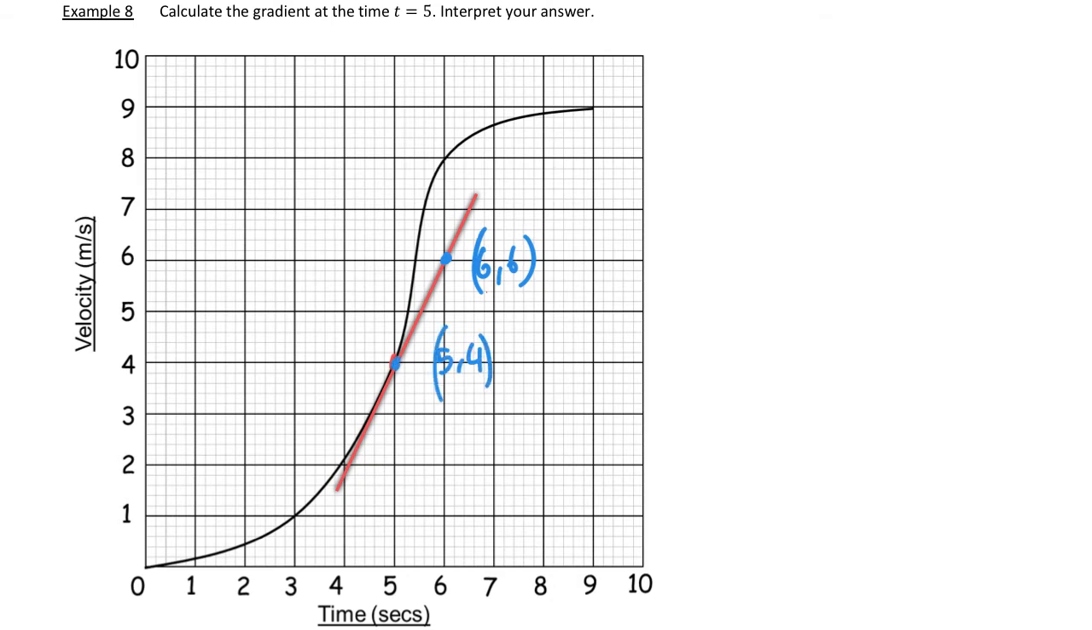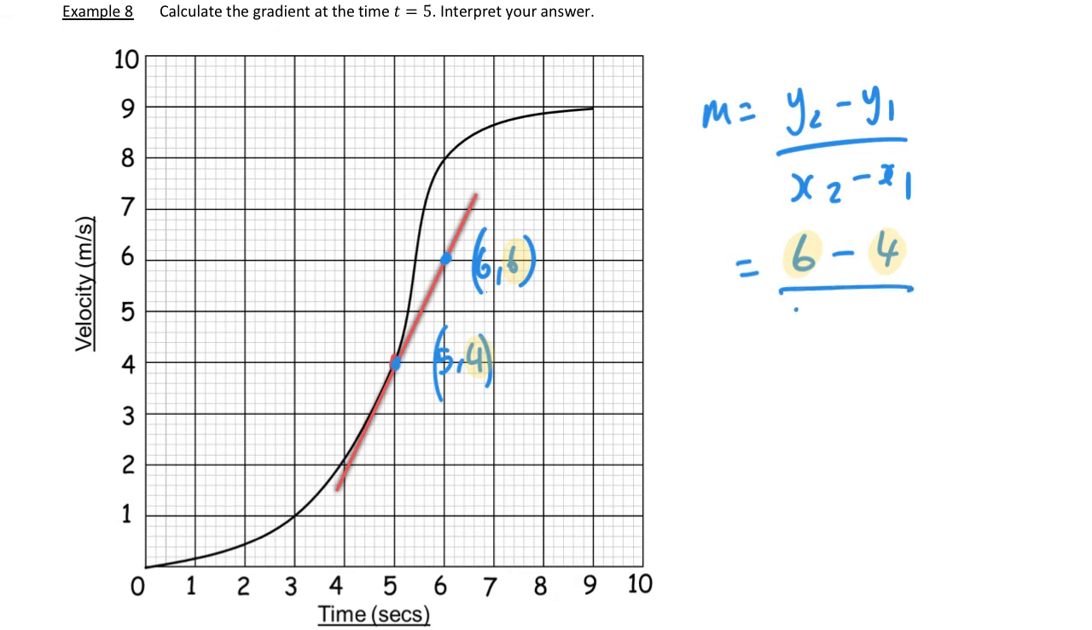So the gradient is y2 minus y1 over x2 minus x1, which is 6 take away 4. So I'm using the y coordinates there for the 6 and the 4, and we're dividing that by 6 take away 5, which are the x coordinates.